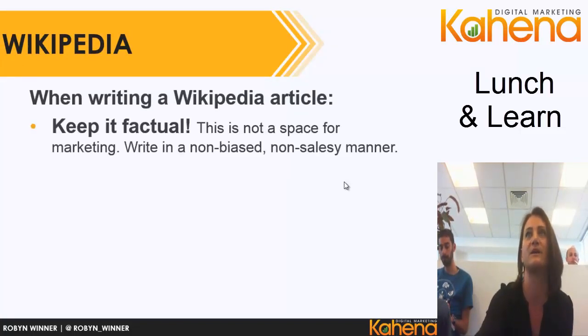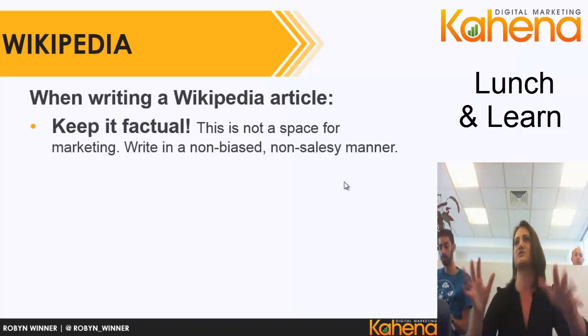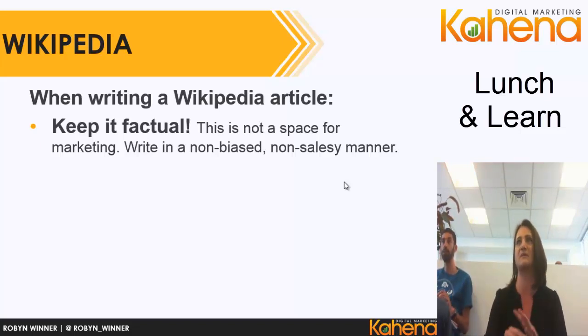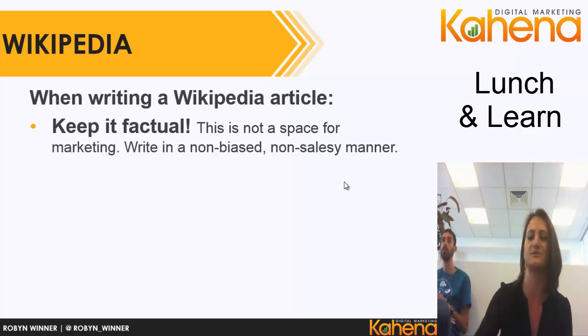So when writing a Wikipedia article, here are some very important tips. Keep it factual. For your initial Wikipedia article to get up, just keep it as fact-based and dry as possible, because you just want it to be somewhere that people can go to learn about the company. It's not an area for marketing. This is not for sales. This is really just facts.